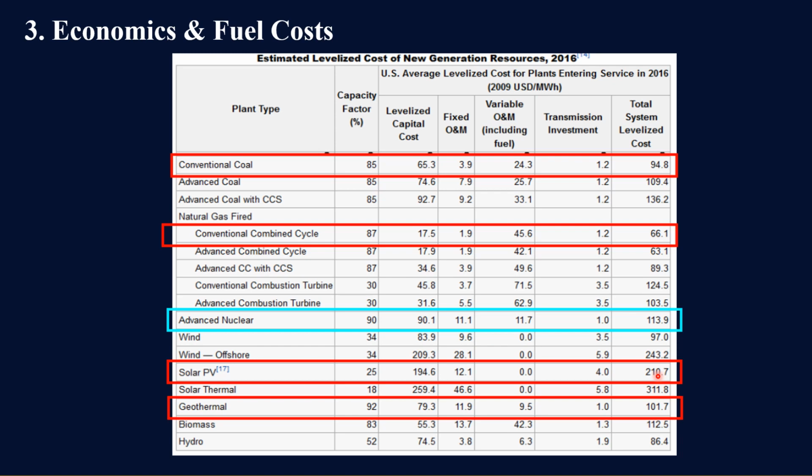Your solar is around 210.7, but your advanced nuclear is just at the same level as your conventional coal, and even your geothermal and then your biomass. So there is really a big difference in terms of the capacity factor and the total system levelized cost in your nuclear power plants.